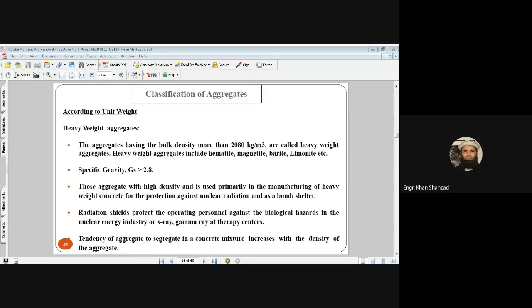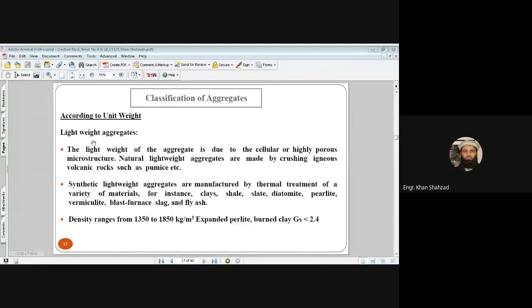How? Anyone in the class who can explain this? Sir, when their weight becomes greater, they go to the bottom, sir, the aggregates. Exactly. Their settlement happens quickly as compared to the other aggregates, so it causes segregation. Good.